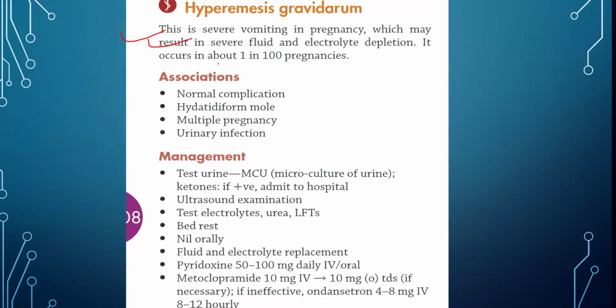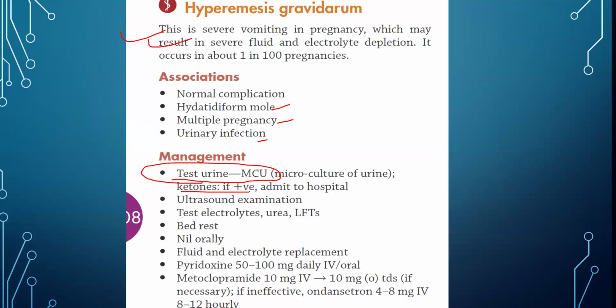So you need to rule out a few things in that case. Molar pregnancy should be ruled out, multiple pregnancy like twin or triplet, and sometimes it can also be due to UTI or gastroenteritis. So if you suspect hyperemesis gravidarum, first you do a urine microscopy and culture. If you see that the patient is ketone positive, that means the patient is dehydrated.